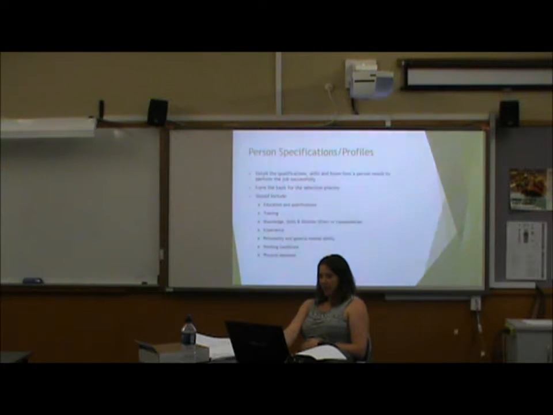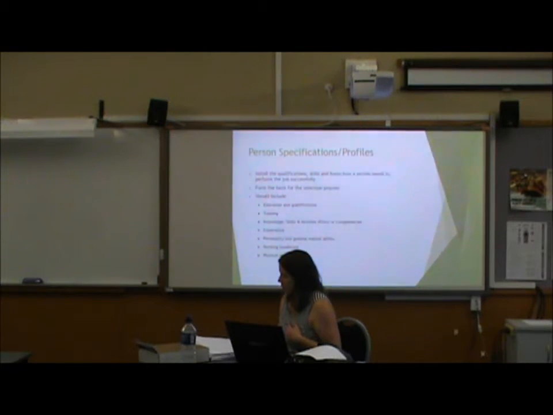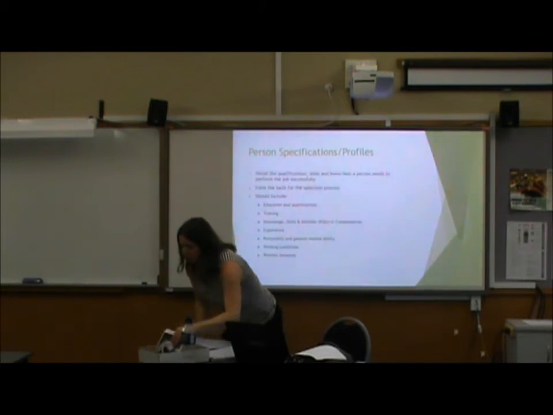And a person specification or a person profile, like I said, should include education and qualifications, training, knowledge, skills, experience. Could include personality attributes or general mental ability, working conditions, physical demands. If you're going to Antarctica, you must be able to work in sub-zero temperatures, and carry heavy weights or whatever. So those sorts of things about the individual's requirements are all included in the specification. Right, I've got two documents here.